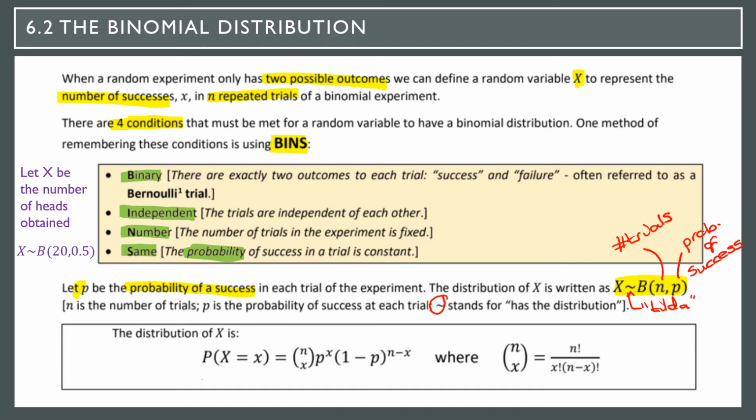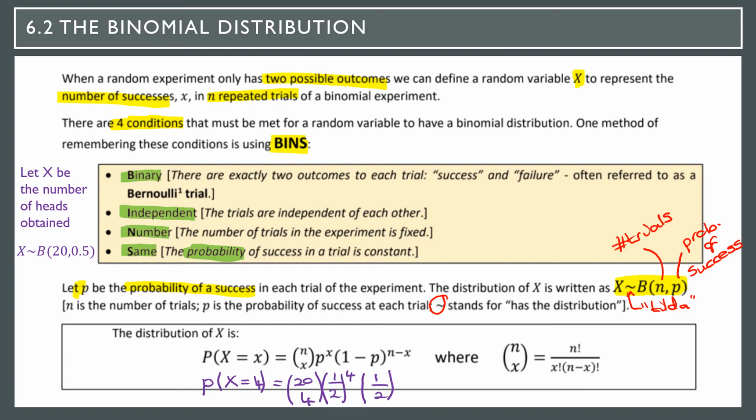We could say that the probability that x was equal to 4 was equal to n choose x, so in this case 20 choose 4. Our probability of success in this case is a half, and that needs to be raised to the power of 4, because that's how many successes I'm looking for. And then we've got 1 minus p, the probability of failure, which again in our case is the probability of landing on a tail, which is again a half. And then we would raise that to the power of n minus x.